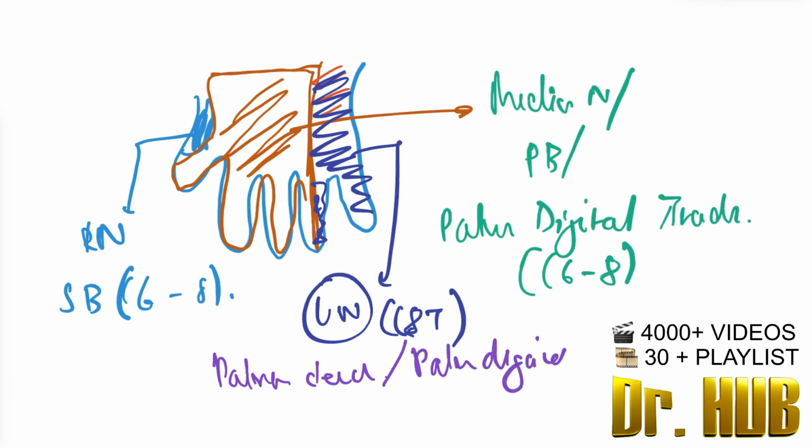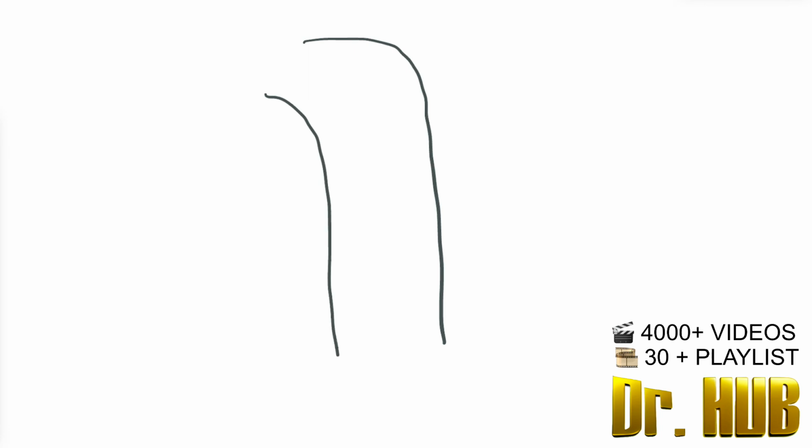Palmar branch and the palmar digital branches are present. So this was only the anterior aspect. Now let's jump into the posterior aspect. The posterior aspect is also going to be very similar, but the distribution will be slightly different. So now we'll be looking from the shoulder to the forearm.